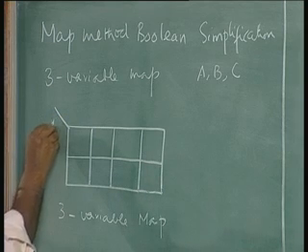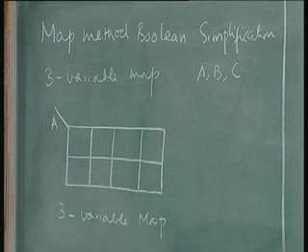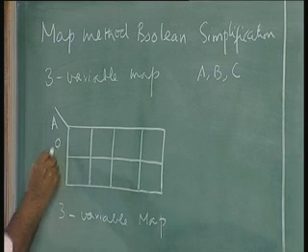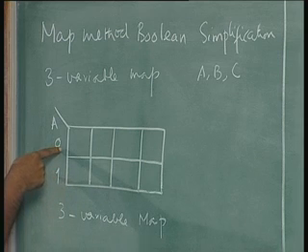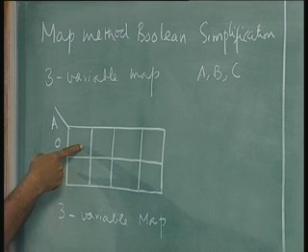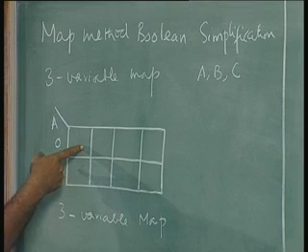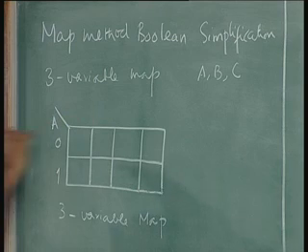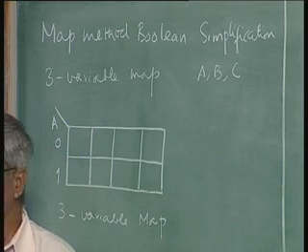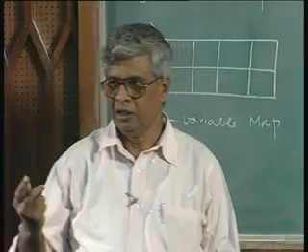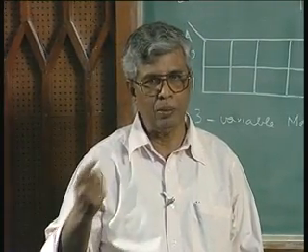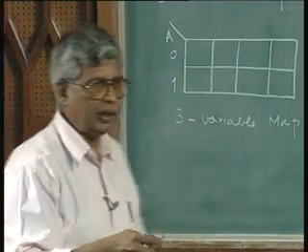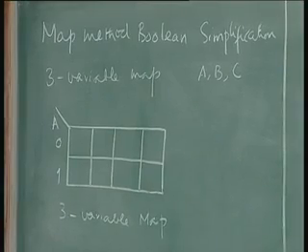On the vertical axis, I will let A vary, true and complement value. That means a 0 here means A bar, the value of A for this cell is A bar, and for this cell it is A. On the horizontal axis we will let B and C vary. There are 4 possibilities of B and C varying: B bar C bar, B bar C, B C bar, B C. So that can be represented by 0 0, 0 1, 1 0, 1 1, right.